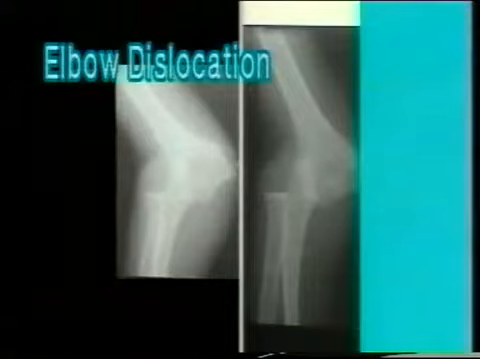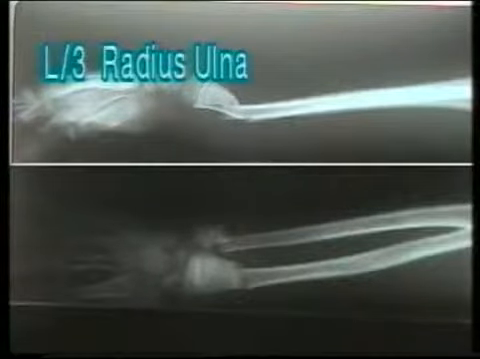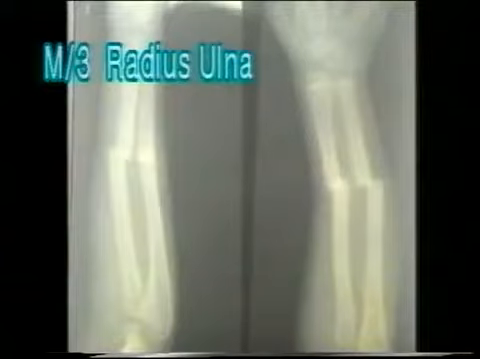This is an elbow dislocation. This is a fracture of the lower third of radius and ulna. This is a fracture at the junction of lower third and middle third of radius ulna. This is a fracture of the middle third of radius ulna.